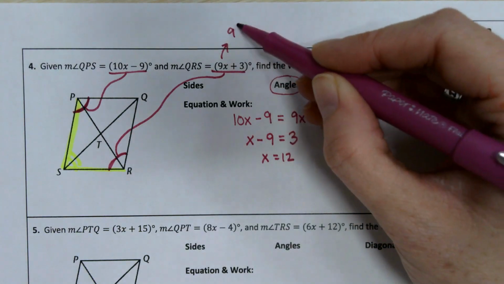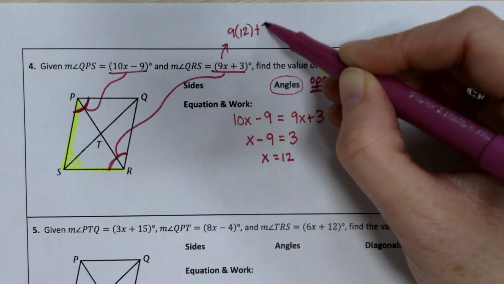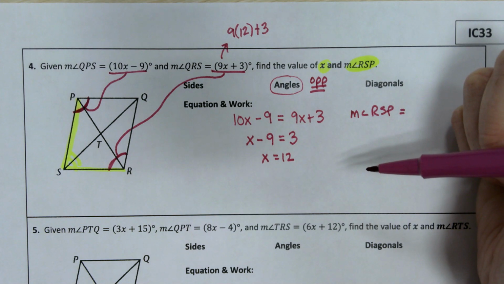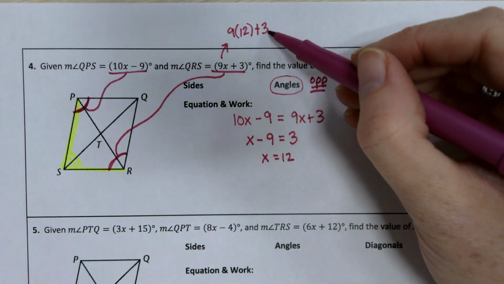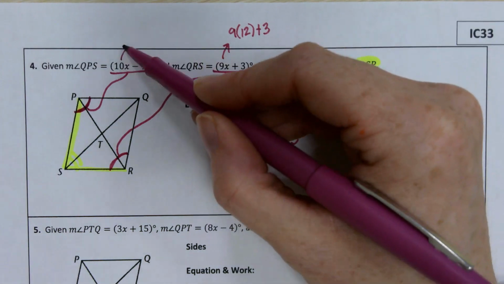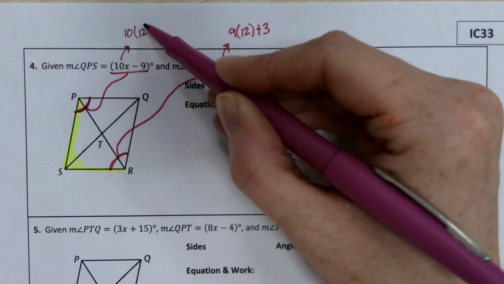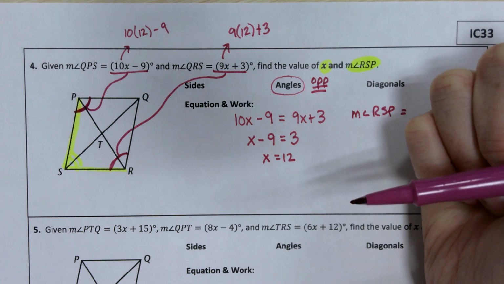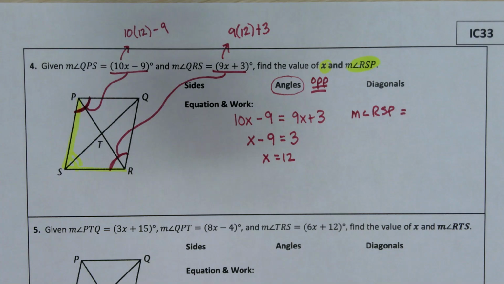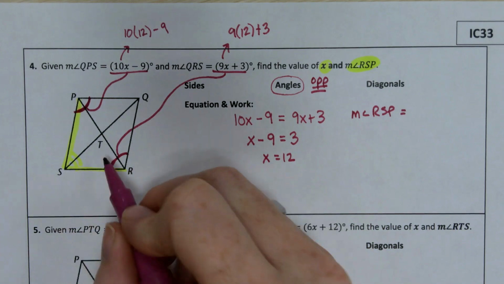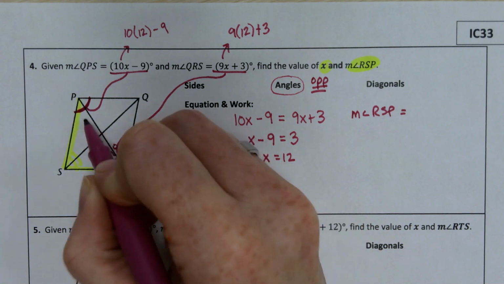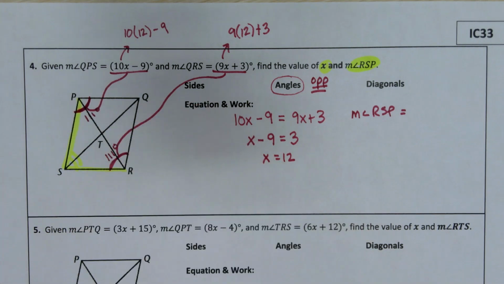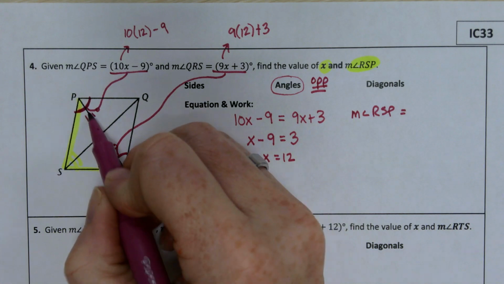Let's plug in our x to figure out how big these original angles are. So you could do 9 times 12 plus 3 to take care of that, or you could use this one and do 10 times 12 minus 9 to take care of that. They should give you the same answer either way. So it looks like, if we take care of that calculation carefully, just to make sure, 111 degrees is going to be the measurement of those two angles. It's kind of hard to see that 11 there.